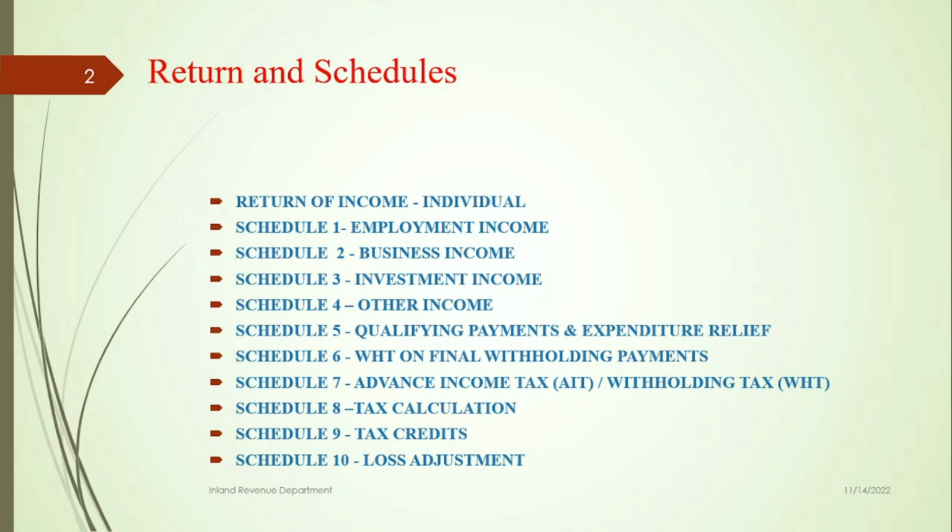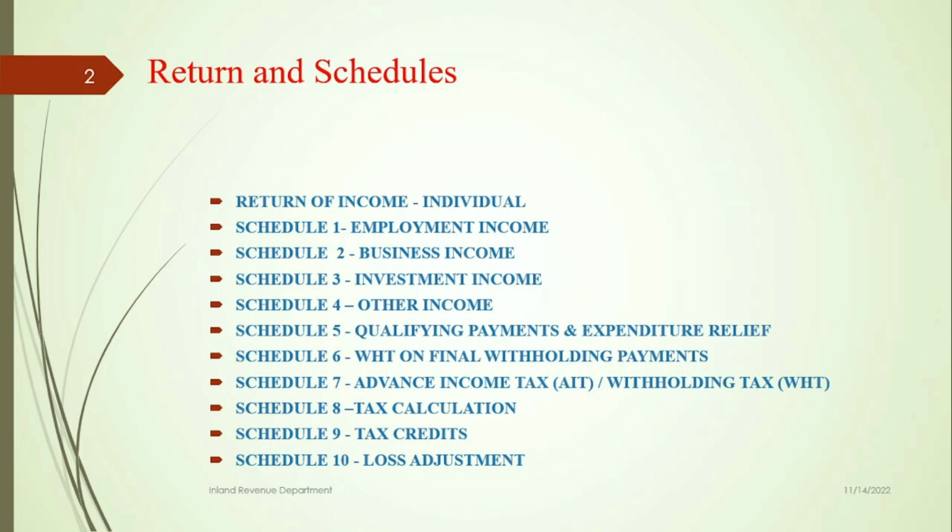In the return, you will receive schedules. These schedules you have to download from the department website because you have already received a return from the department. There are 10 schedules. Schedule 1 is for employment income. Schedule 2 is for business income. Schedule 3 is for investment income. Schedule 4 is for other income.